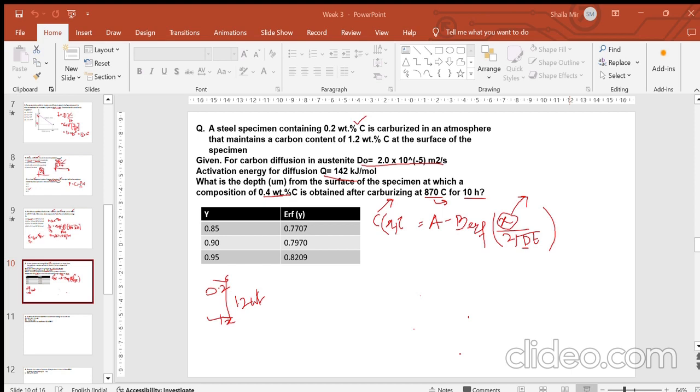So we'll try to do these two questions we have. So this and this, we will try to do it next class. And you can do this question. This is your assignment type.